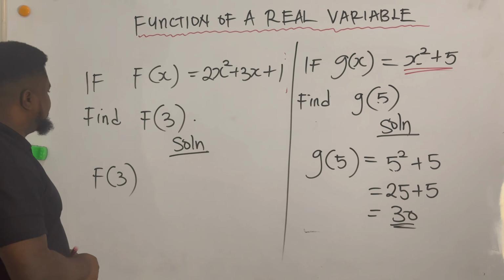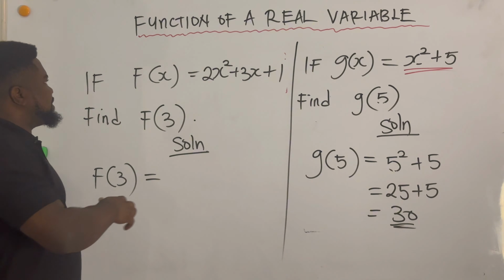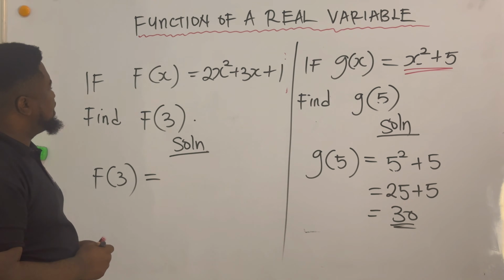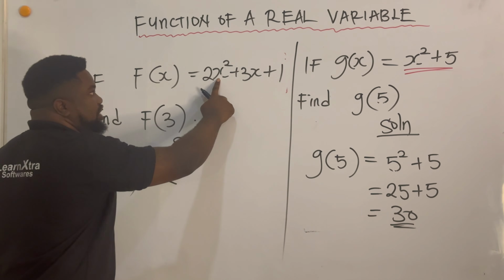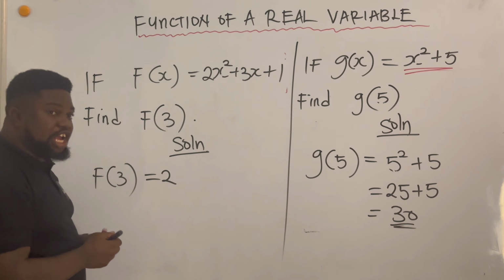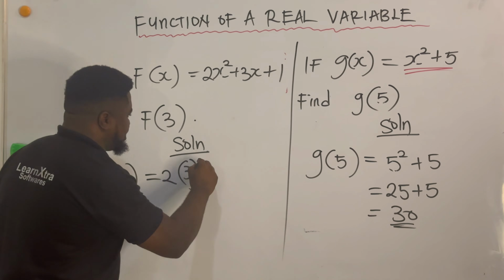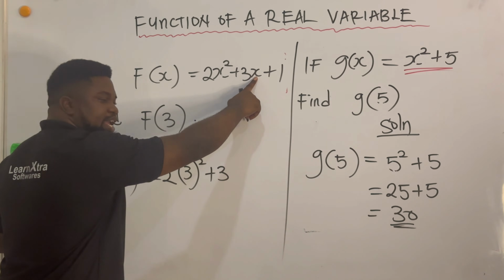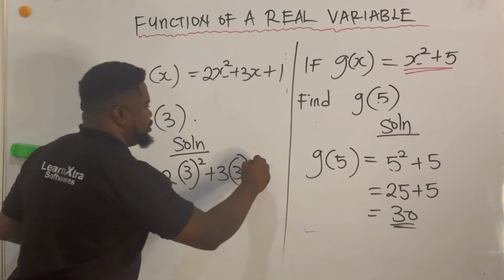So, when I go ahead and put our input as 3, change all the x you are seeing to be the input, which is 3. If I change them, I will have 2 into 3 squared plus 3, I'm seeing x, I will fix there my input, which is 3, plus 1.